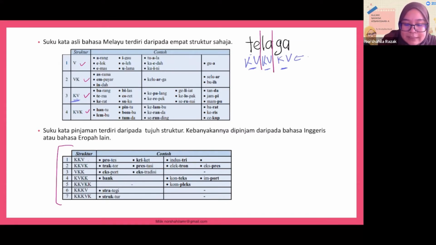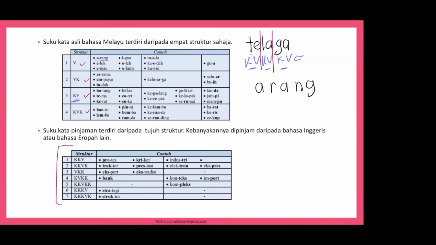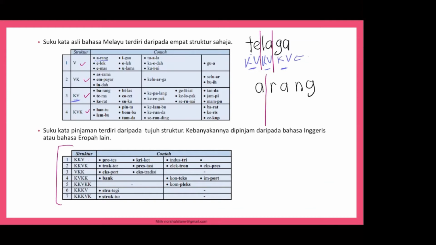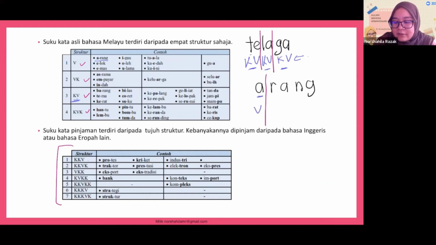Okay. Kita tengok perkataan ni. Arang. Okay, berapa suku kata? How many syllables for arang? 2. 2. Which one? A. Ra. Yeah. Yep, correct. Thank you so much. Okay, jadi arang kita tengok A ni vokal, R consonant, A vokal, N consonant, G consonant.